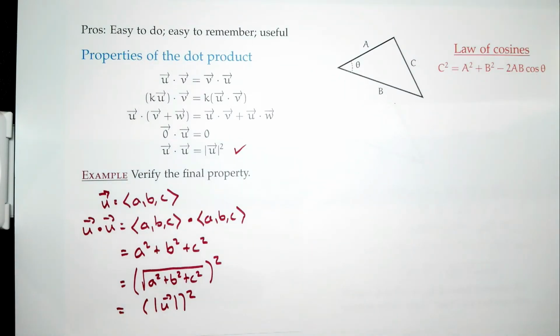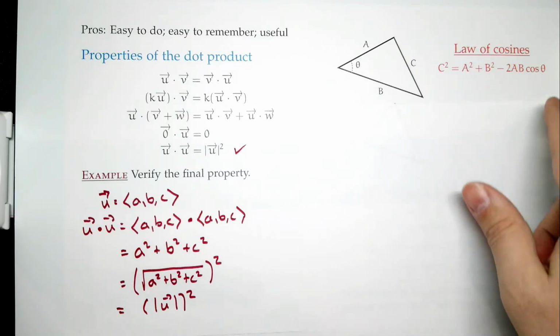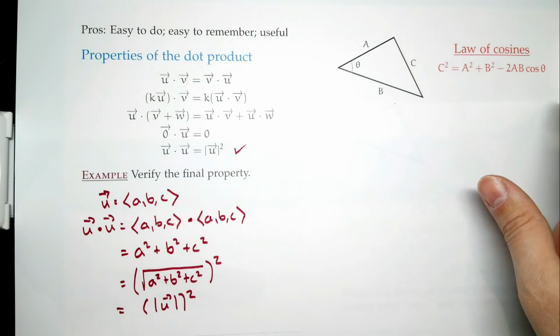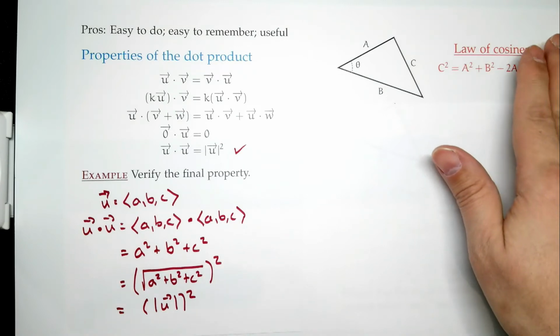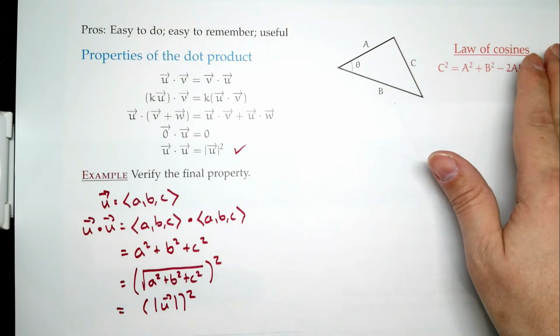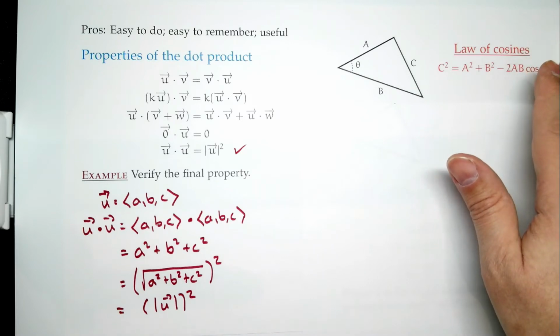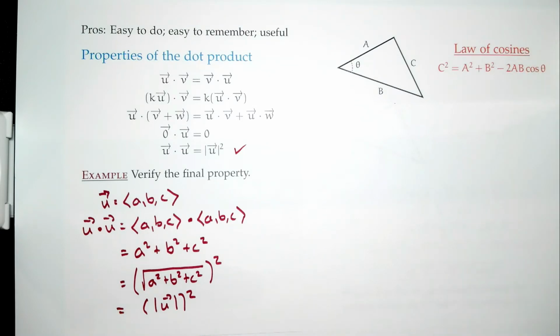Suppose for a second theta were pi halves, or 90 degrees. What is the cosine of pi halves? It's 0, which would say that C squared is A squared plus B squared. That's the Pythagorean theorem. So this really is sort of a nice generalization. It says, look, you don't have to have a right angle in the corner. This is true. This is how you adjust.